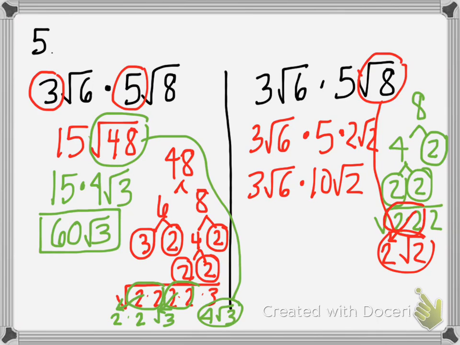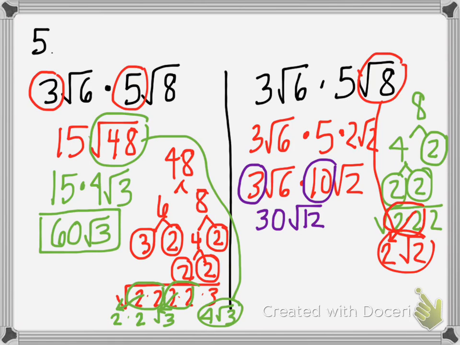And then from here, we can do exactly what we did on the left side. Multiply the numbers in front first, 3 times 10, which is 30. And multiply the roots by using one root symbol. And what goes on the inside is the product of 6 and 2, which is 12.